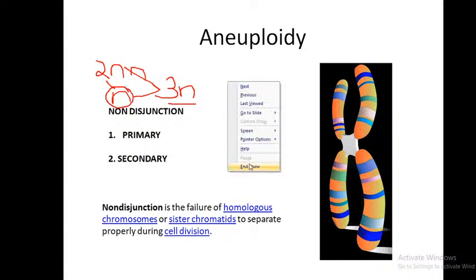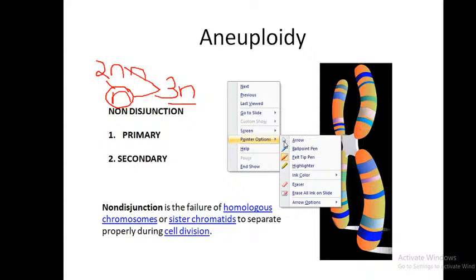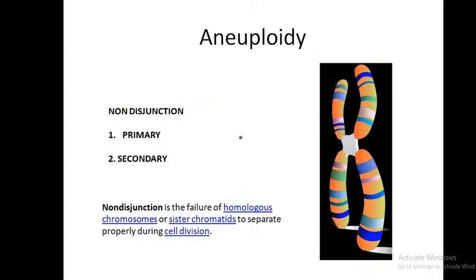That is known as aneuploidy. Aneuploidy is a phenomenon in which an organism possesses a chromosome number that is not an exact multiple of the monoploid. It does not form correct multiples of n. It's not exact multiples of n. Rather, it may be 3n, like that. That is known as aneuploidy: an organism possesses a chromosome number that is not an exact multiple of the monoploid or n number. Let's see how these aneuploids are formed.